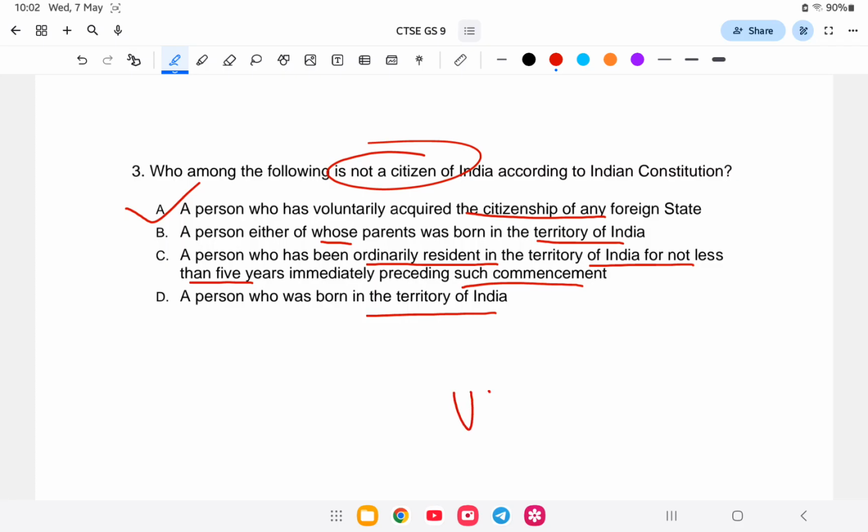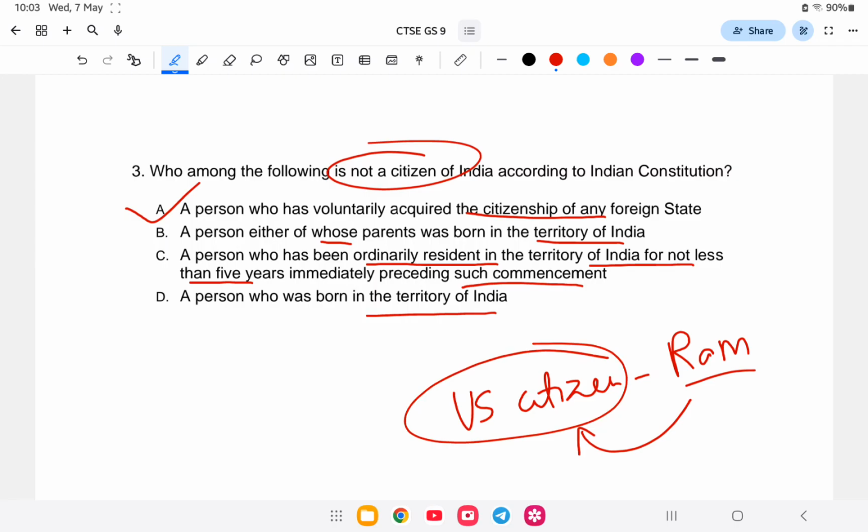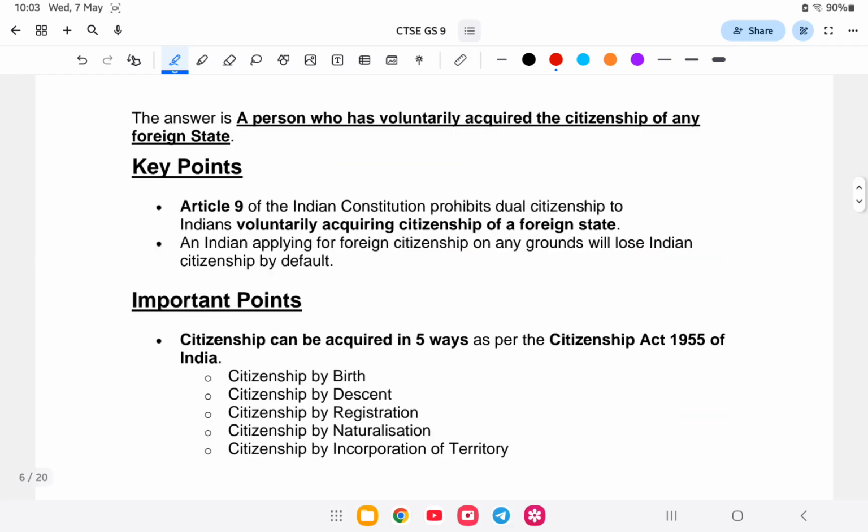For example, an Indian person applies for US citizenship. For example, his name is Ram. So when Ram applies for US citizenship, his Indian citizenship will automatically be revoked. So this is the answer. Let us study in detail.